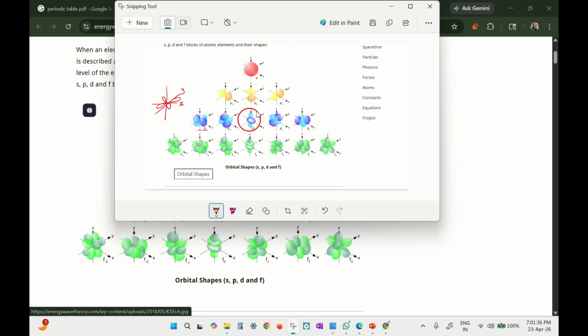Now look at the F. There are 7 orbitals and they look even more complicated. So we will not attempt to draw. Is it okay? So we will learn only the shapes up to the D. Clear?